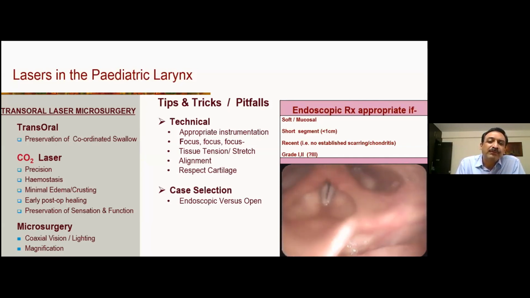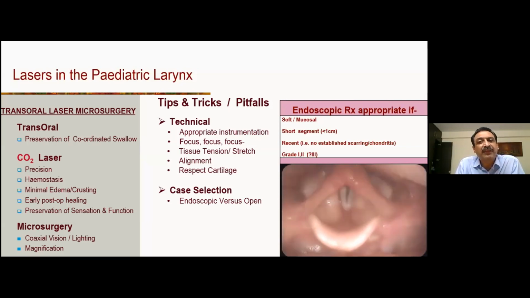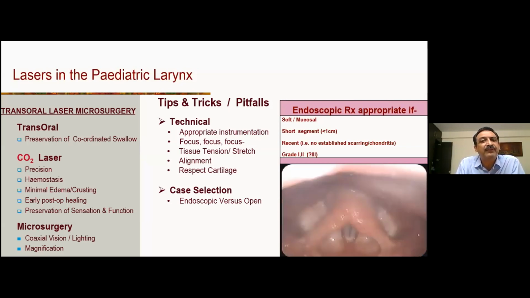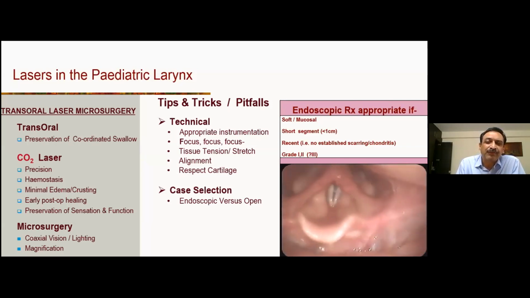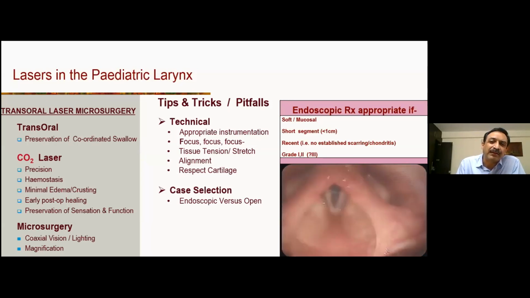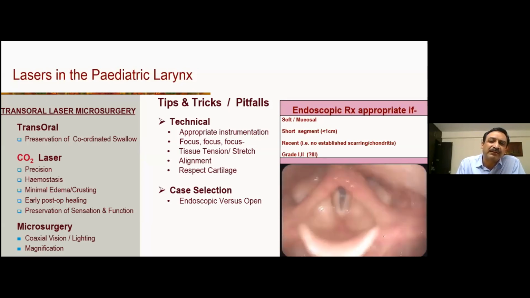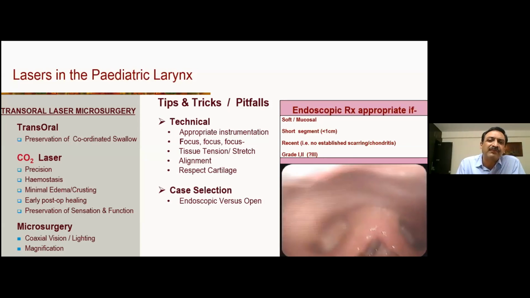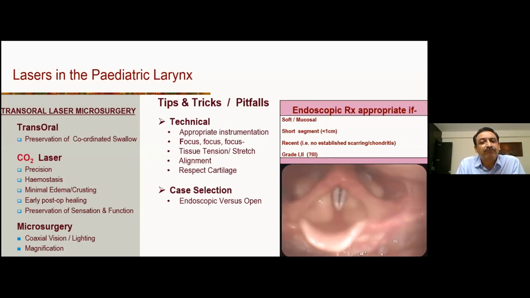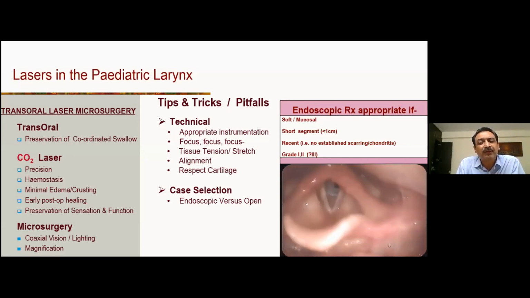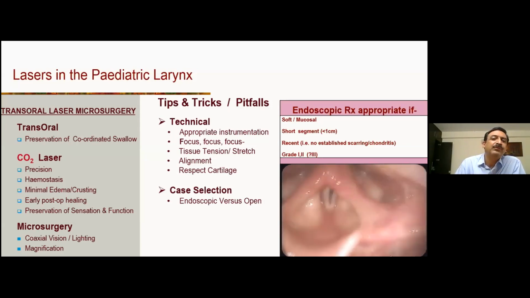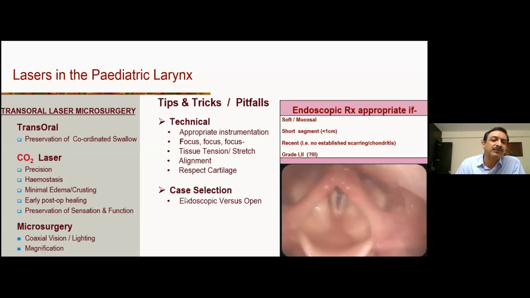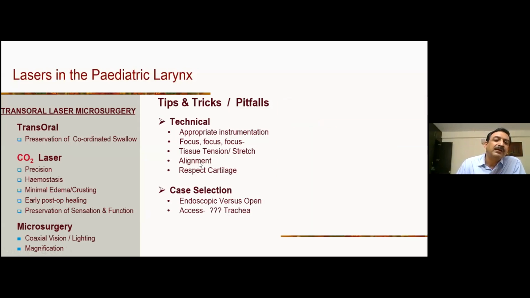As soon as you start moving beyond this, longer segments which have cartilaginous involvement, or stenosis which has been around for a fair length of time, 3, 4, 5 months, and you know that if it's post-intubation, then you will be moving on to chondritis and maybe some cartilage absorption, then this is quite not the right technique to get involved with. So if you don't choose your patients right, you're obviously not going to get the right results there.